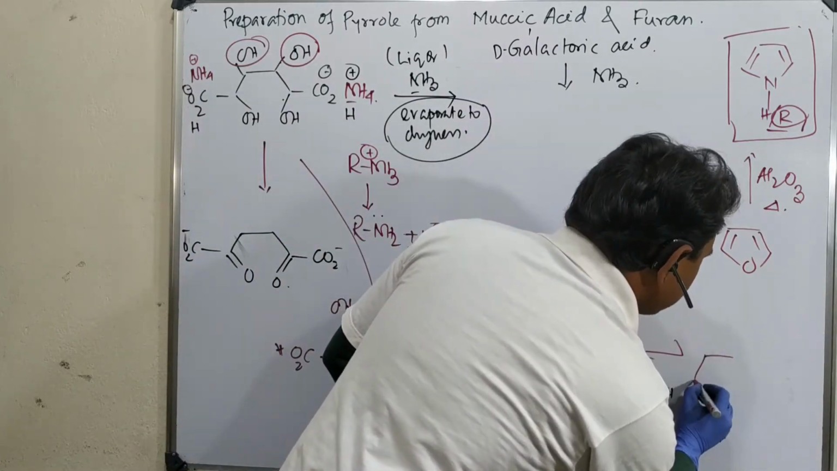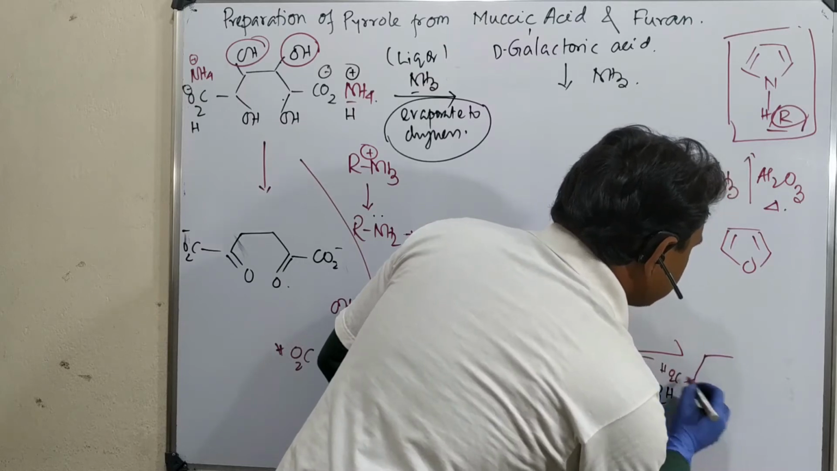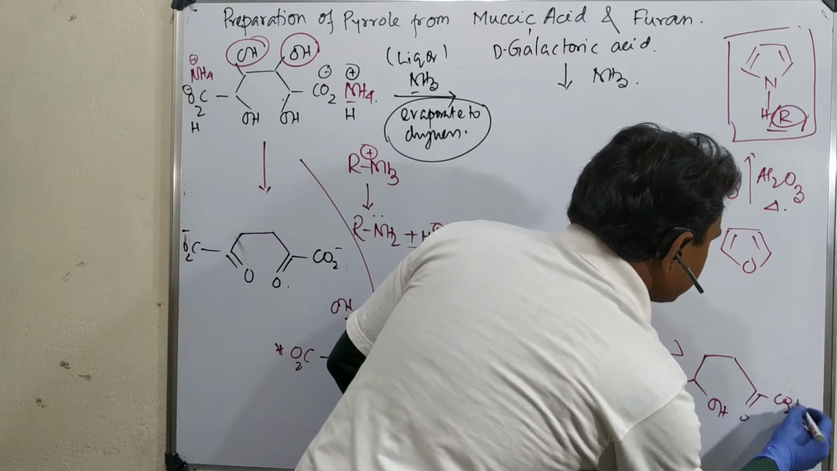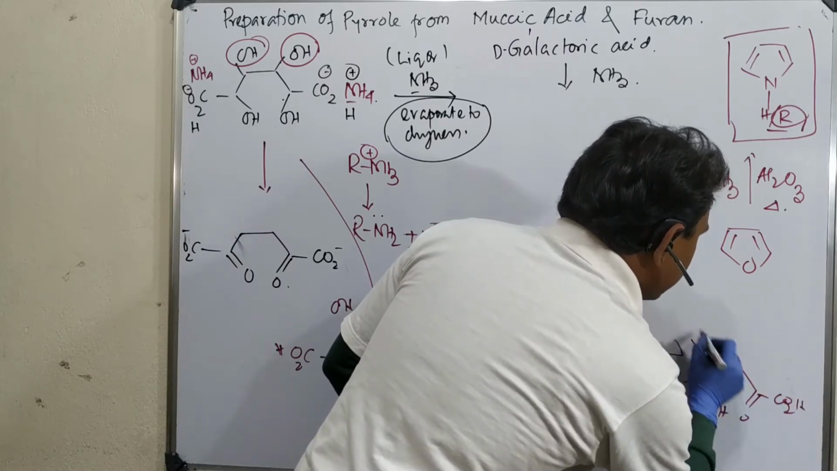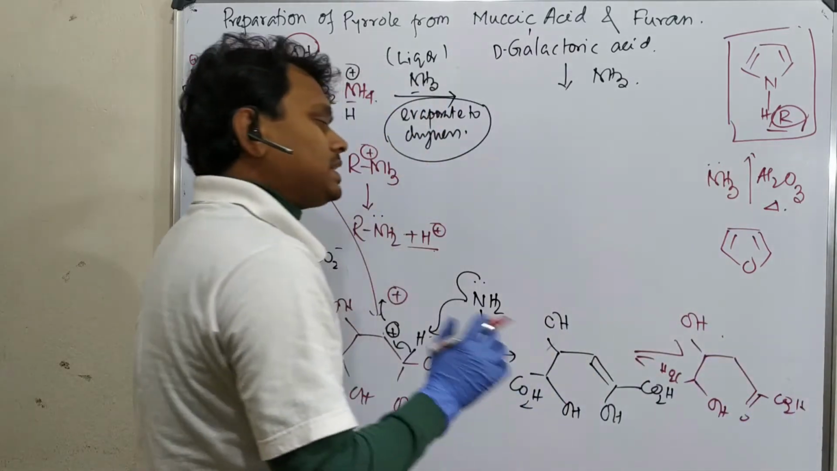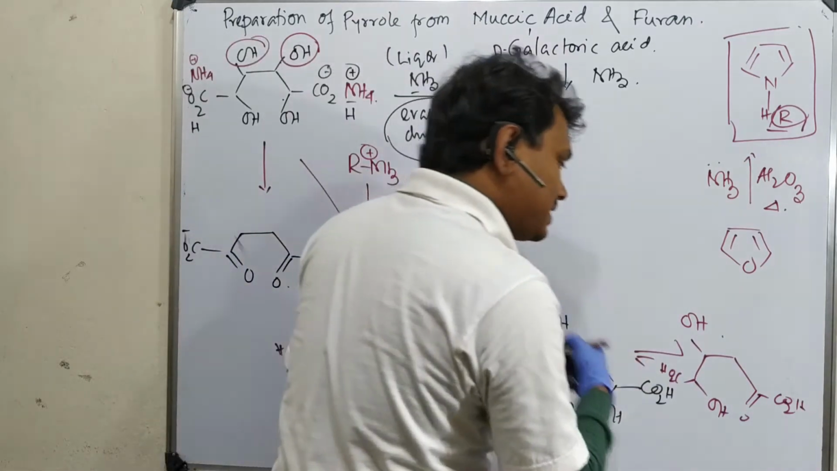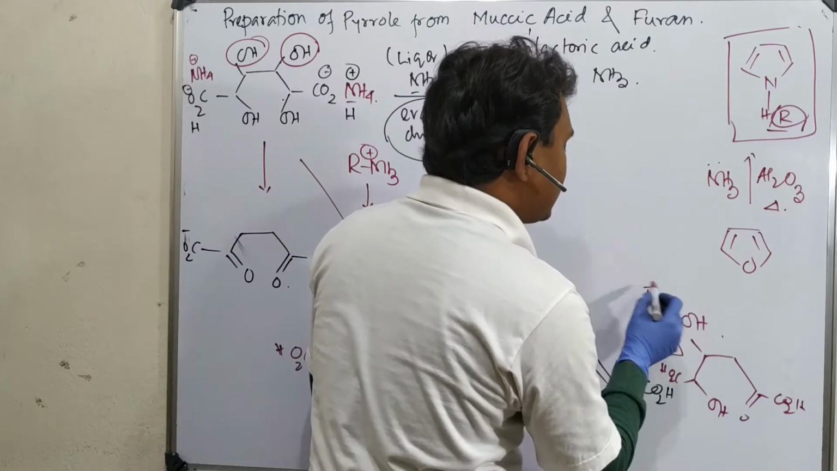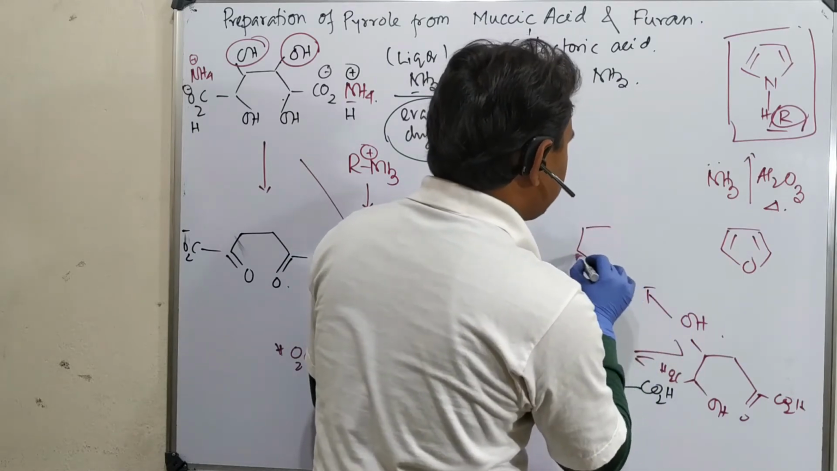CO2H, OH, keto, CO2H, here OH. Similarly, another step happens with a similar process, and it will result in the second keto.